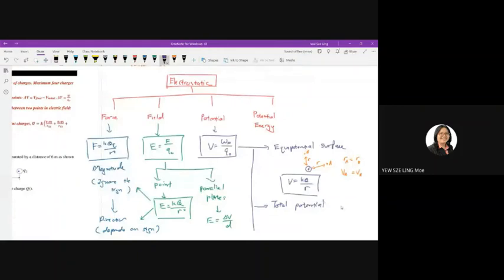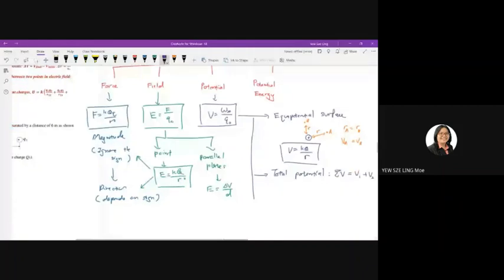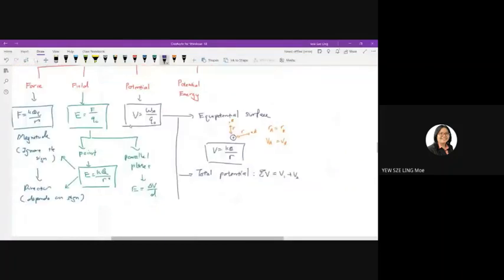For example, if you have 2-point charges, then you're just going to add V1 plus V2. But then there's another thing we call potential difference. Don't get confused between these two quantities. Potential difference is when you have just one point charge, and then you're looking at the difference of potential between 2 points.